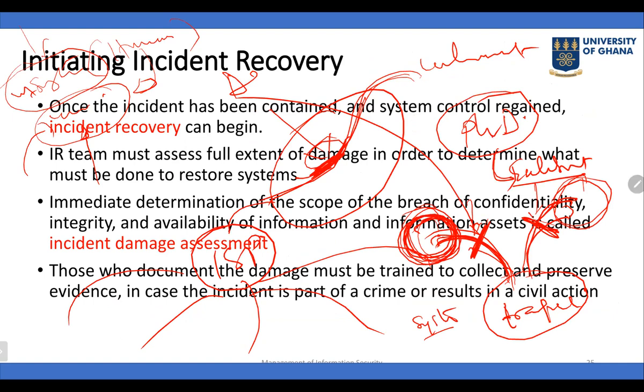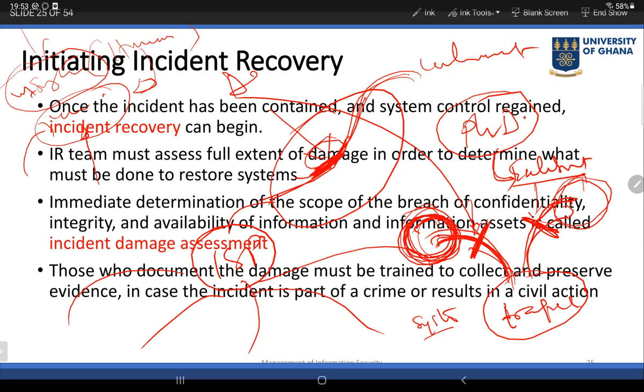Okay, so initiating is recovery. Let me just a minute, let me clean some of these. I think I've written a lot on this.